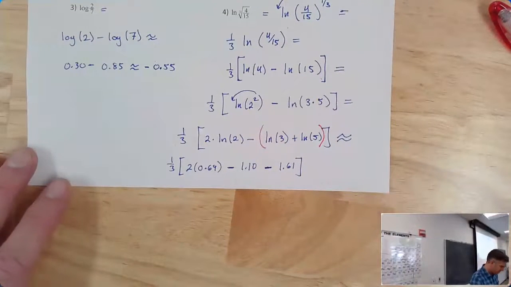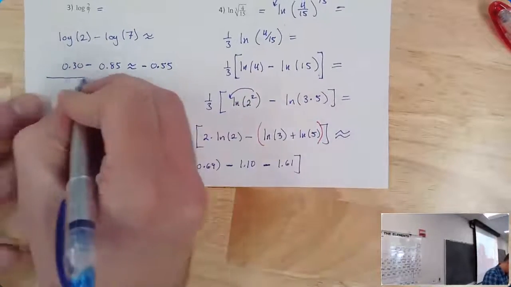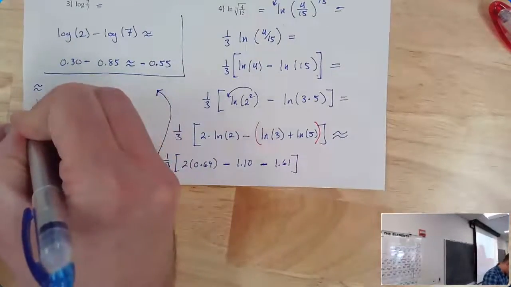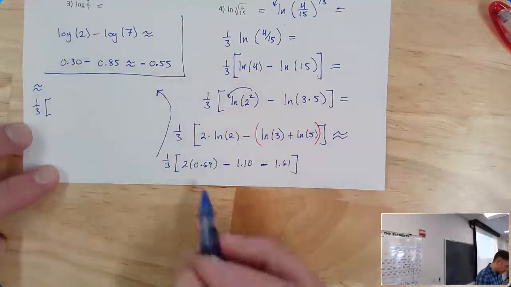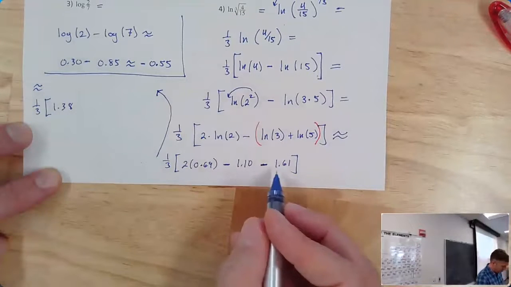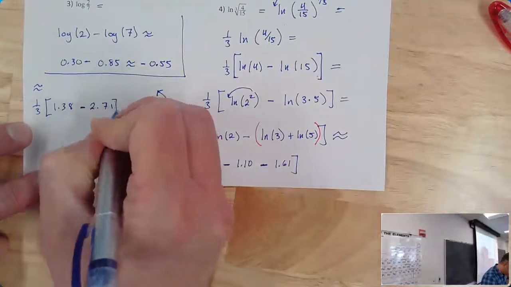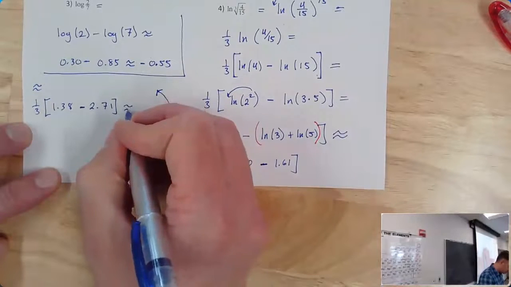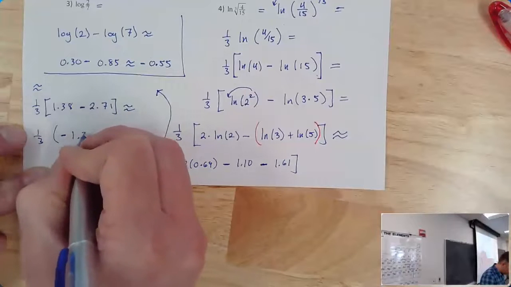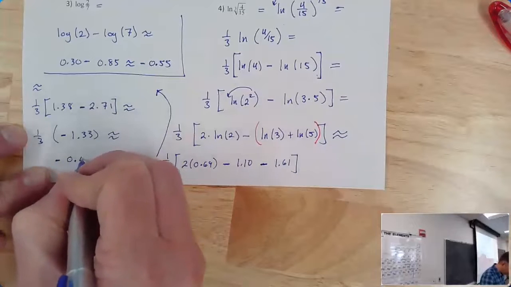Okay, I'm going to run out of room here. So this is going to be, sorry, I know it's terrible when it's going all over the place here. This is going to be approximately 1/3 times, you can see that, right? Yes. Let's see, that's 1.38 minus 1.1 minus 1.6 is minus 2.71. When we subtract those, we get 1/3 times negative 1.33, which is approximately negative 0.44.